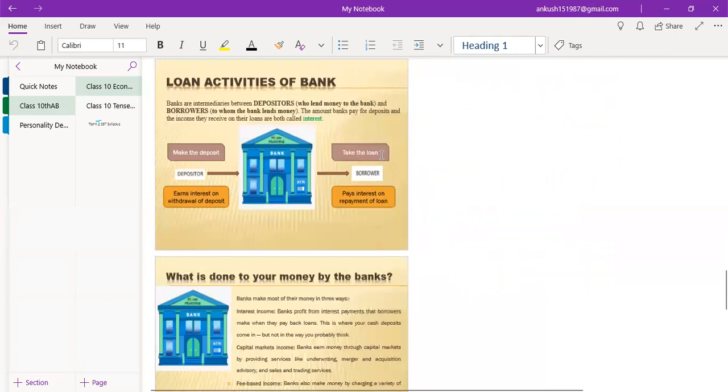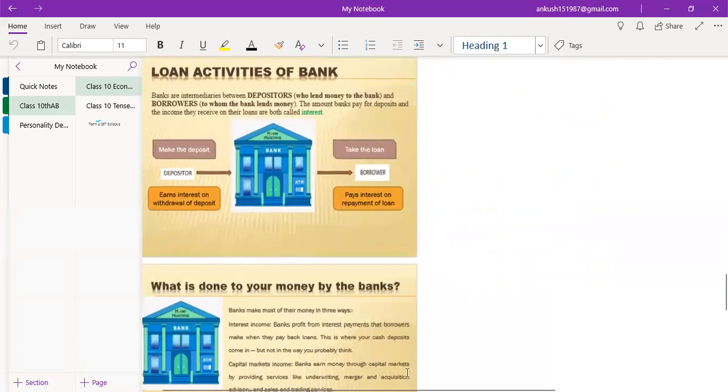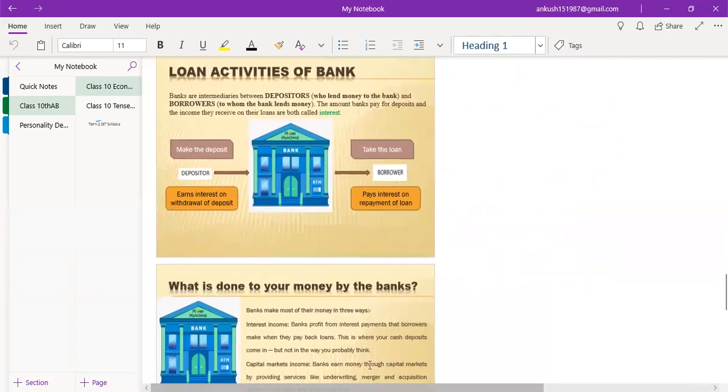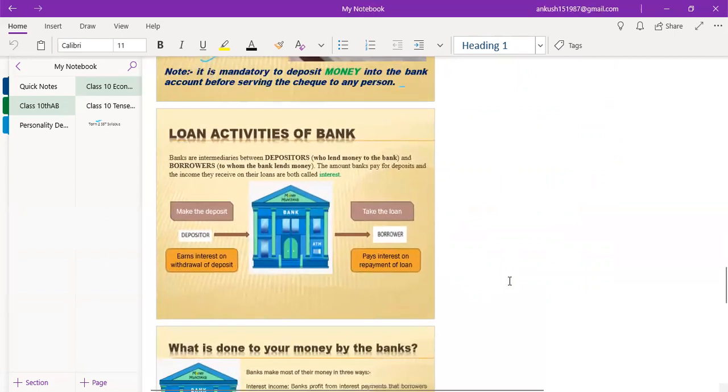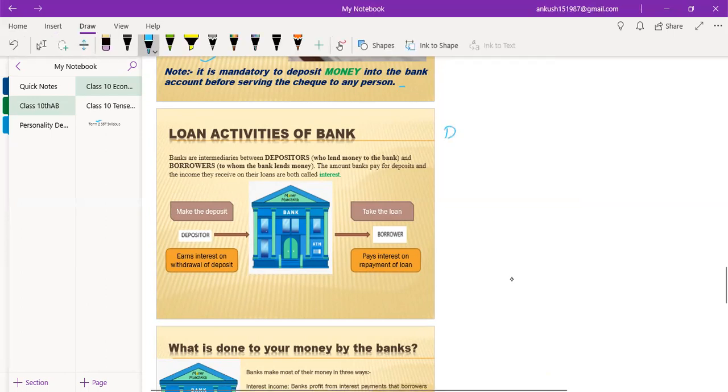Now let us understand how these things take place. As you can see here, it is written loan activities of bank. So we have already discussed that the money is deposited by the depositors into their respective bank accounts. That money is deposited in the account.